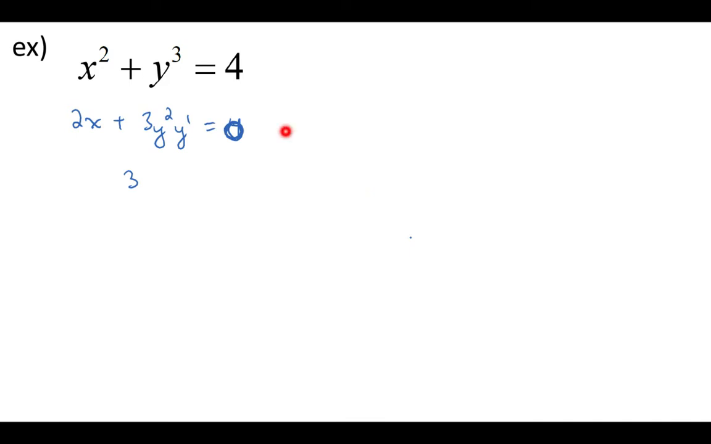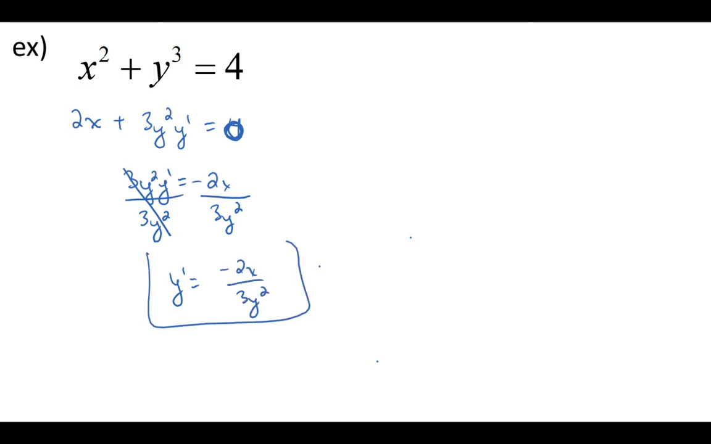So we just subtract the 2x over just like before. Negative 2x. And then we just divide by everything that's attached to that y prime. It's just all one term. So we just divide by 3y squared to get rid of all of that on both sides. So our answer then is just y prime equals negative 2x over 3y squared. And that's it.